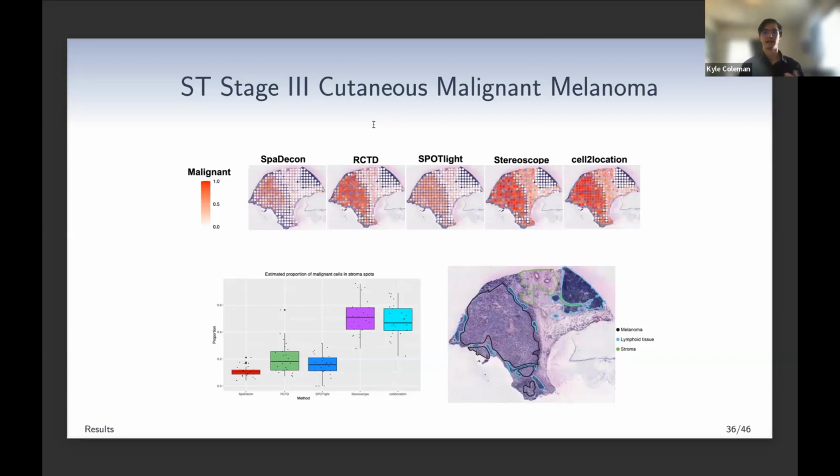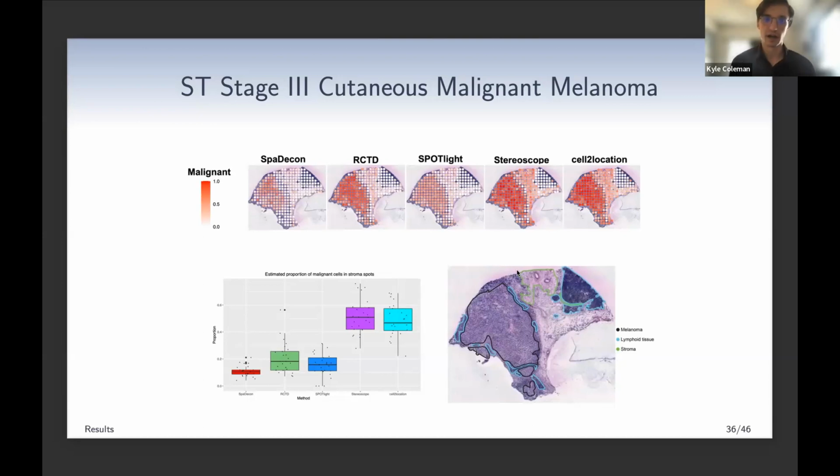And this specific data set that I'm looking at is from a tissue section with stage 3 cutaneous malignant melanoma. On the bottom right of this slide, I have a pathologist annotation of this tissue section, where they separate the tissue section into 3 main categories. The first is melanoma, which is circled in black here. The second is lymphoid tissue, which we see in light blue, and then stroma, which is circled in green.